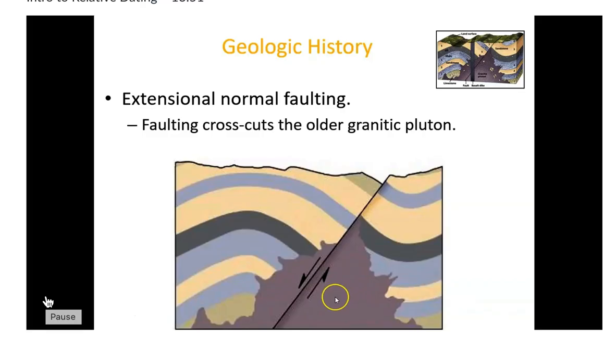This type of fault is a normal fault. We know that because our hanging wall has slumped down relative to our footwall, and that normal fault is the result of tensional stress on our rocks. So after we had the folding and the magma body, we had tensional stress, which resulted in this faulting.